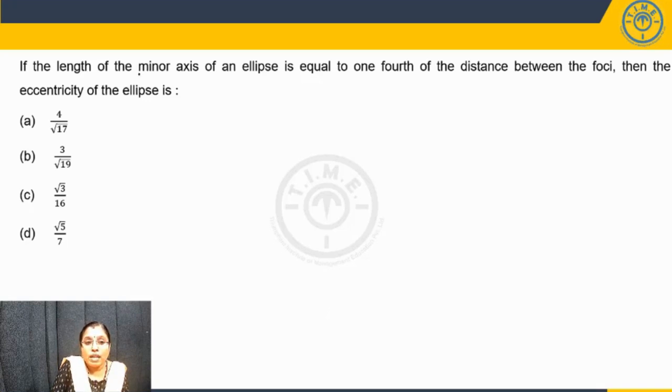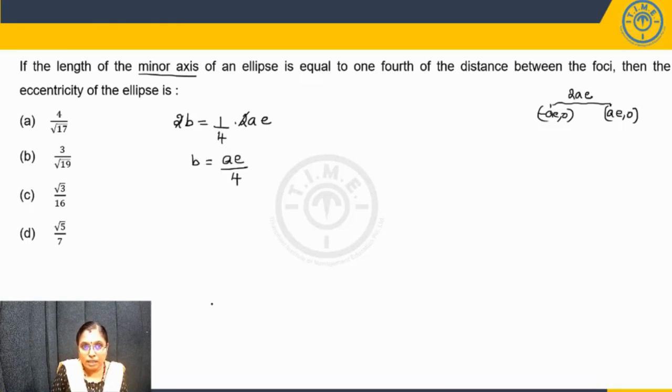So as you know, minor axis means it's actually 2b. So we are given that 2b equal to 1/4 into distance between foci. So as you know, the foci are, one is ae, 0 and the other one is minus ae, 0. So the distance between them will be 2ae. We are given that 2b is equal to 1/4 of 2ae. So 2 gets cancelled and we'll get b is equal to ae by 4. I hope it's clear.